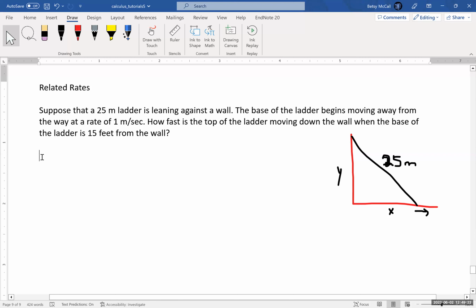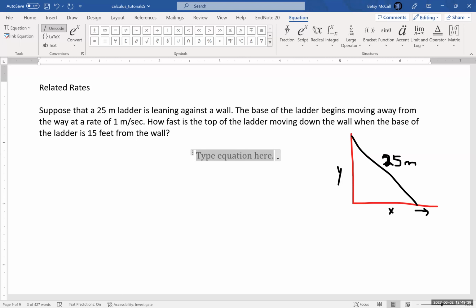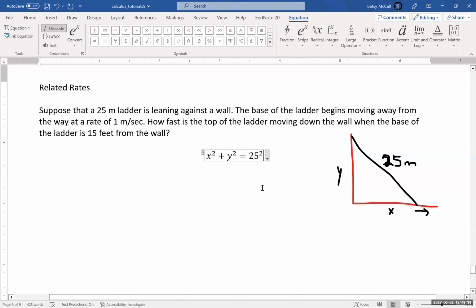All right, now, because this is forming a triangle against the wall and the ground, we know that we have this relationship where however far it is away from the wall and however far it is up the wall is defined by the Pythagorean theorem. 25 meters is the hypotenuse, that's the length of the ladder. And then the two sides of our right triangle, presumably the wall is straight, so this would make a 90-degree angle. And so the two sides squared, when you add them up, equal the square of the hypotenuse.